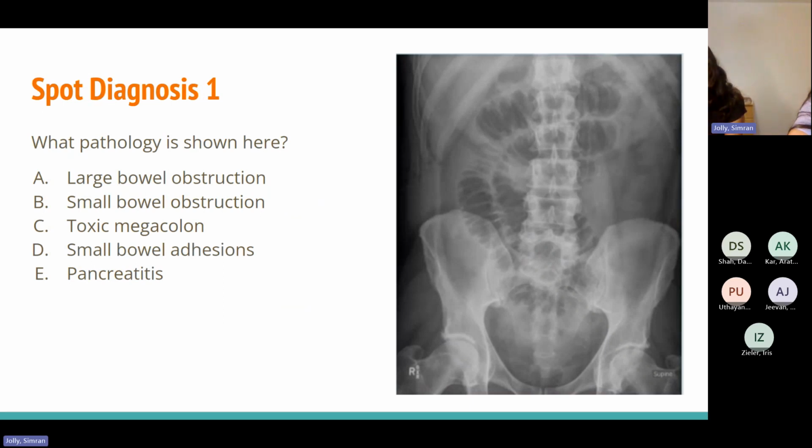Okay, so this is just with some spot diagnosis. If anyone does want to guess, if not, I can just go through it.